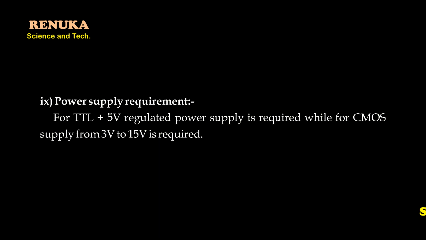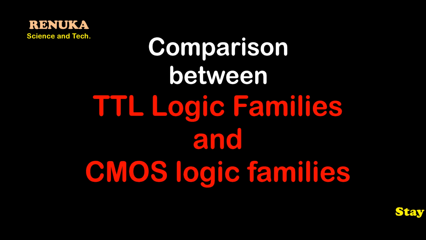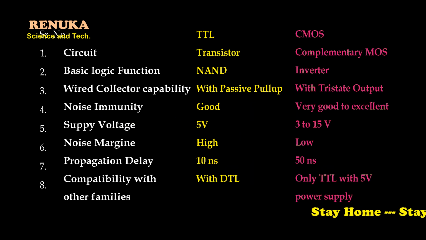As we have studied the TTL and CMOS logic families, we have to compare these logic families to understand which logic family is better. We have to compare the parameters of the TTL gate and the CMOS logic family. Let's have a look at the table for comparison of TTL and CMOS logic family. Number 1 is the circuit. In TTL, it uses transistors, so the output of one transistor is connected to the input of the second transistor. So the basic circuit is the transistor circuit in case of TTL.